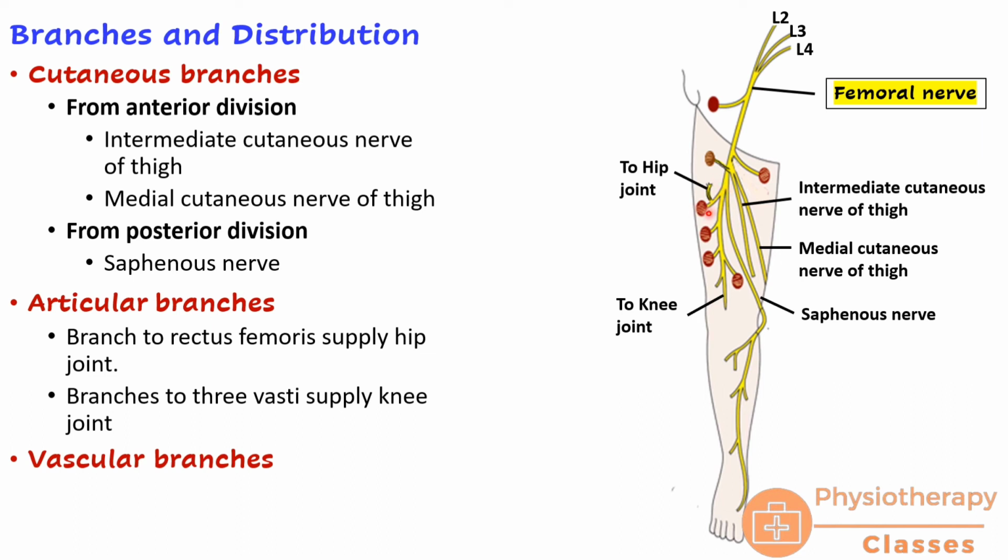So a branch to rectus femoris will supply the hip joint, and branches to vasti, the three vasti, will supply the knee joint. Vascular branches: the artery which is present here is the femoral artery. So femoral nerve will also give the vascular supply to the femoral artery.